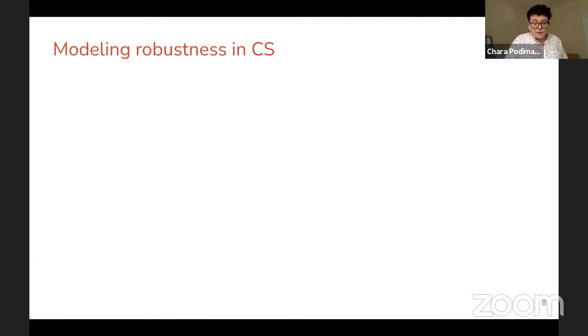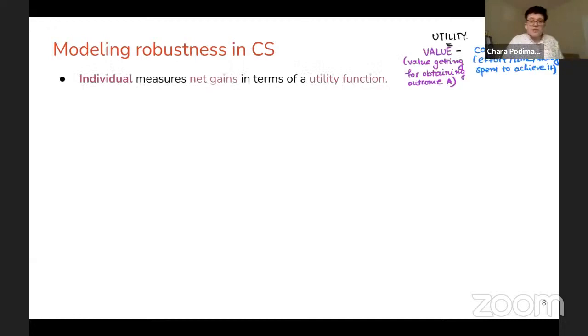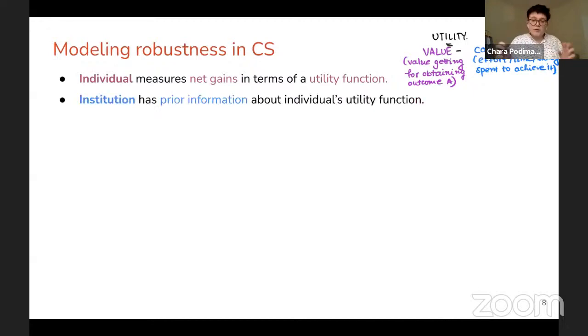There are these two actors that are involved for now, only the institution and the individual. The individual measures their net gains. This is what I called their leverage in the previous slide in terms of a utility function. Now, utility functions are a notion that we borrow from the economics literature and basically encode the difference between the value that we get for obtaining an outcome A minus the cost that we have to pay. This cost can be something in terms of money, effort, time that we spend in order to obtain this outcome A.